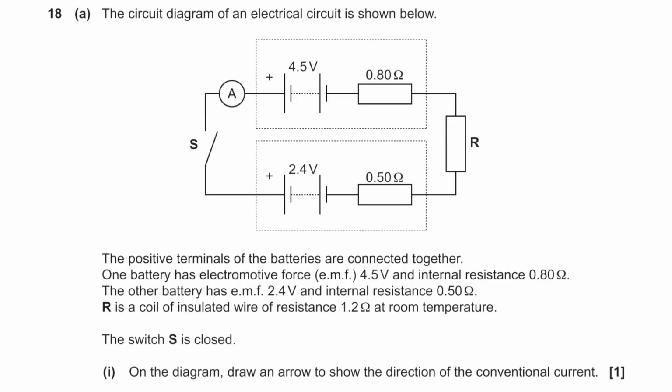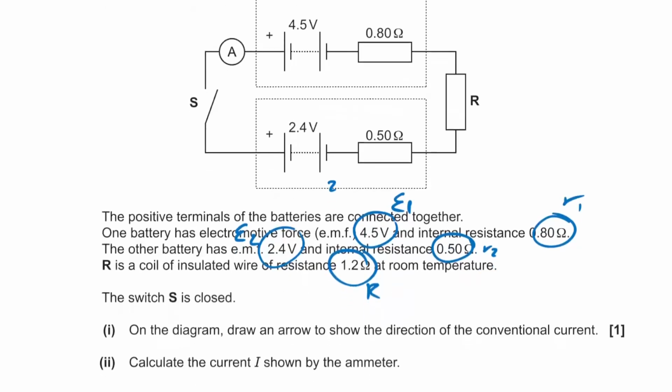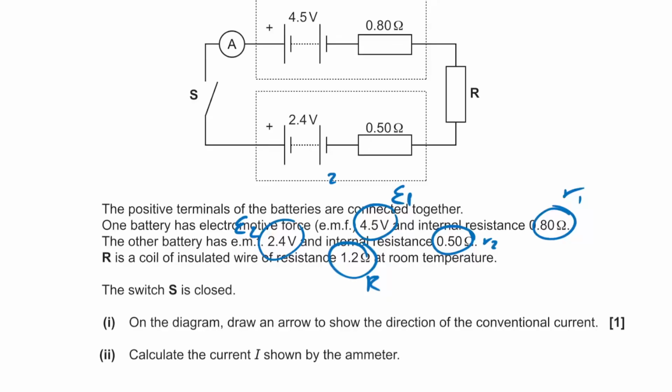Question 18, we have a circuit, we have an EMF, we have an internal resistance of that. The other battery, oh great, so we have another EMF and another internal resistance. Marvellous. If I call this setup 2, this setup 1, call this epsilon 1, r1, epsilon 2, r2. And we have the resistance of R. Switch S is closed. On the diagram, draw an arrow to show the direction of the conventional current. Well, of course, it's going to be going anti-clockwise, isn't it? Because the 4.5 volt battery is bigger than the 2.5 one.